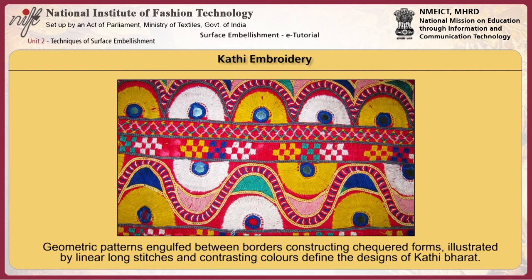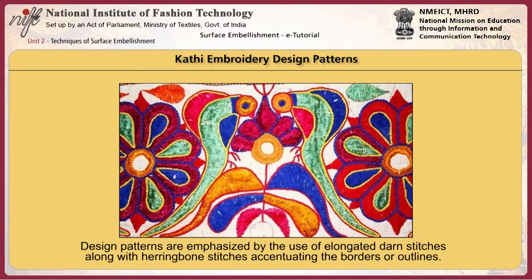Geometric patterns engulfed between borders, constructing checkered forms illustrated by linear long stitches and contrasting colors, define the designs of Kathi Bharat. Repeating patterns of 6 to 8 pointed stars, triangles and squares with glittering mirrors add to the aesthetics. Design patterns are emphasized by the use of elongated drawn stitches along with herringbone stitches that define the borders of the outline.